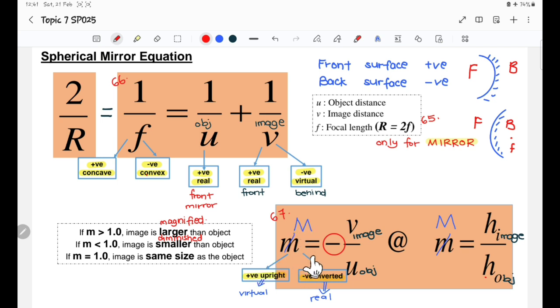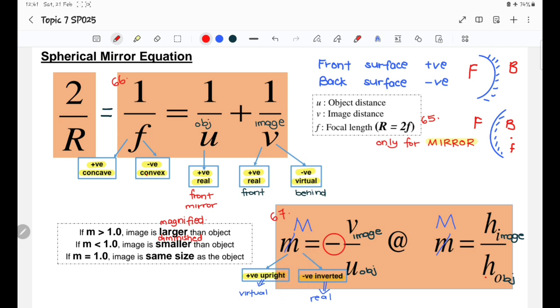So what does positive or negative magnification mean? If we get M to be positive, that means it is upright. If it is upright, that means it is always virtual. Upright must go with virtual. On the other hand, negative indicates the image is inverted. So inverted means it is always real. Alright, so this is the sign convention.